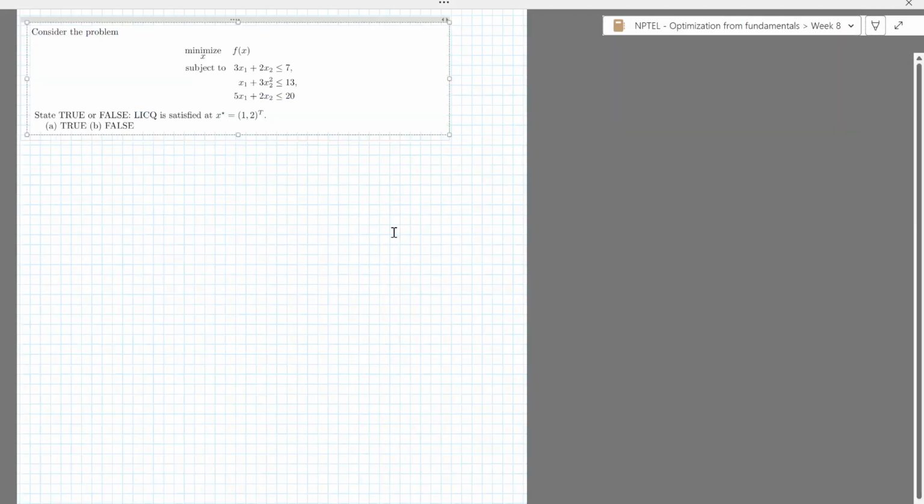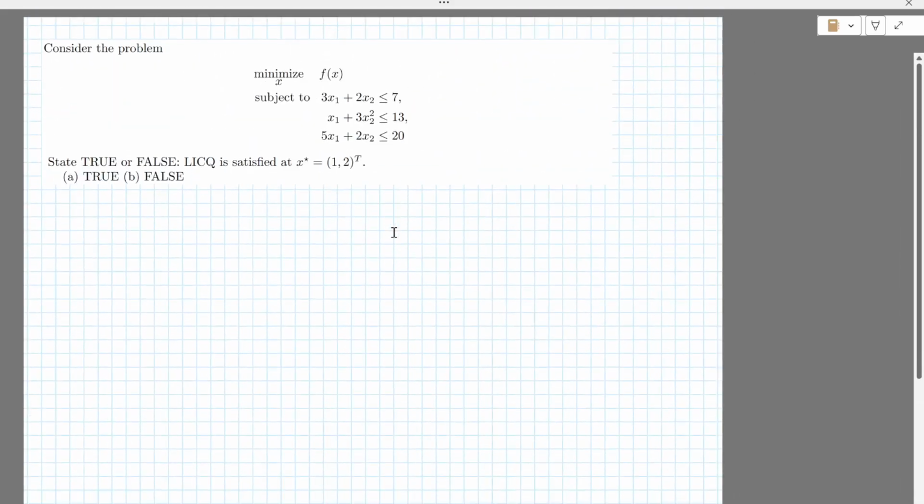So when you go to the next question, consider the problem: minimize f of x, with x star equal to (1, 2). State true or false: LICQ is satisfied. Okay, so now we have an objective function and three constraints. We just need to check whether LICQ is satisfied. So I need to look at the gradient.